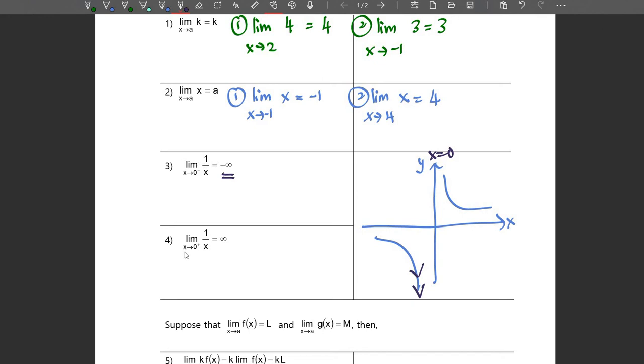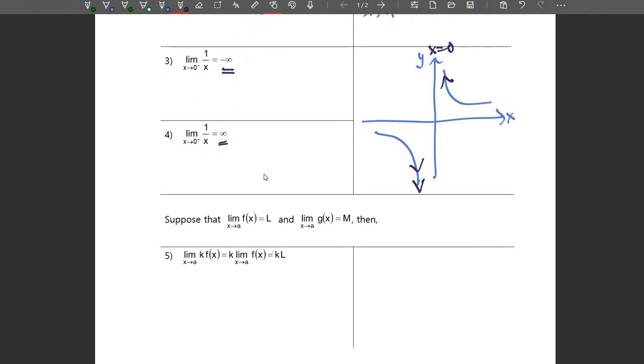Next, the limit of 1 over x when x approaches 0 from the right. Here the function is coming from the right and the graph is going upwards. So that's why it is positive infinity. Sorry for the hiccup just now.